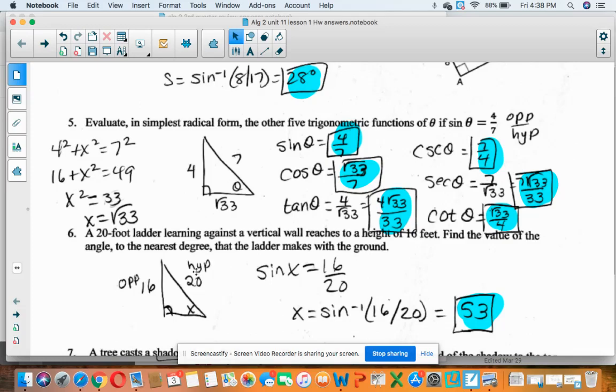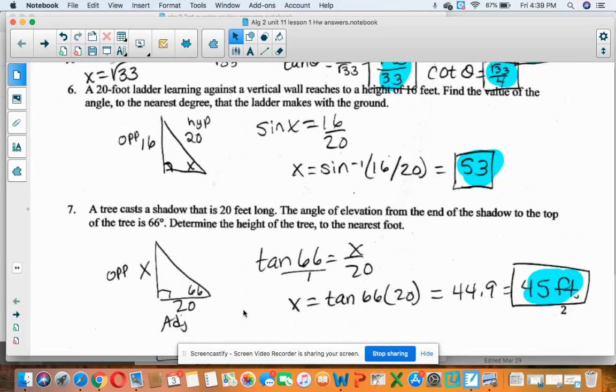So this is opposite and hypotenuse. So I'm going to use sine. Sine of x equals opposite over hypotenuse. When I don't have the angle, I'm going to do that inverse. X equals sine -1 of 16 divided by 20, and I get 53 degrees.